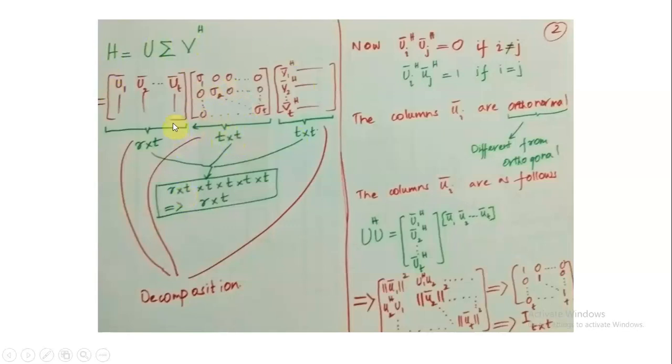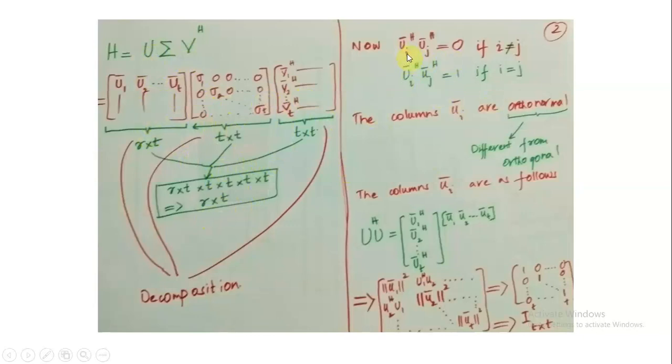So the total dimension when we multiply these matrices would be R cross T. So this is the decomposition. We have a single matrix of dimension R cross T. It is decomposed into three matrices, namely U, Sigma, and V, with these dimensions. So the overall dimensionality of the multiplication of these three matrices is preserved. So let's look at the properties of this U matrix.